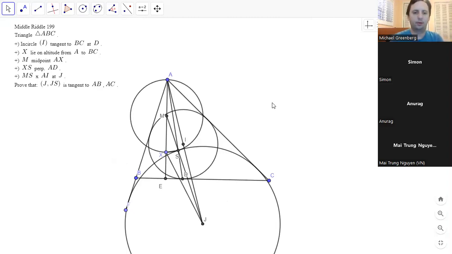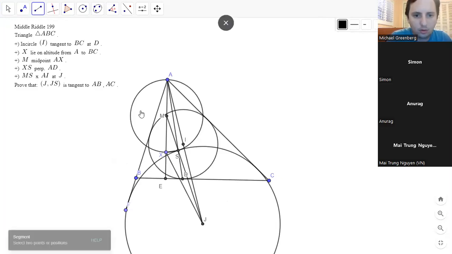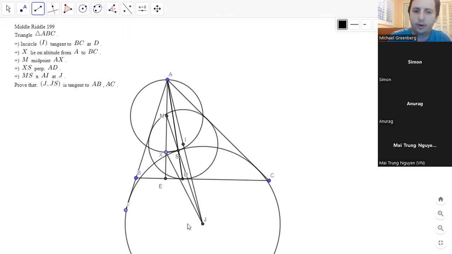Okay, so we know those are tangent. That's good. We just have to show that it's tangent to AB and AC. Let ID cut the circle J again at another point. Yes, okay.